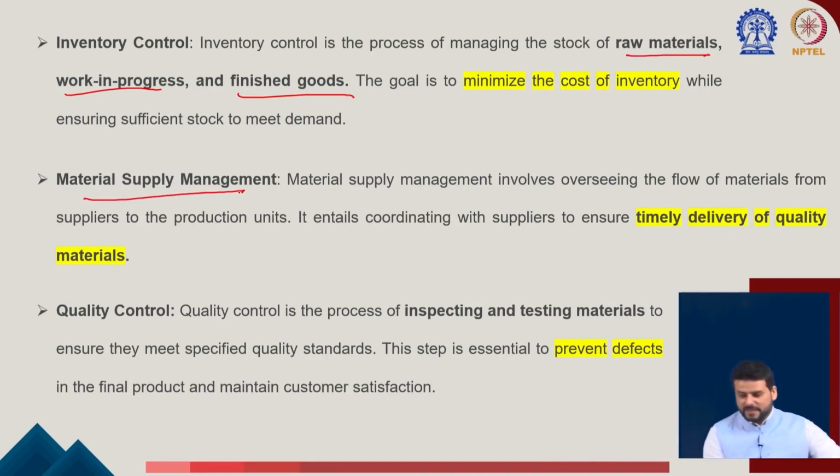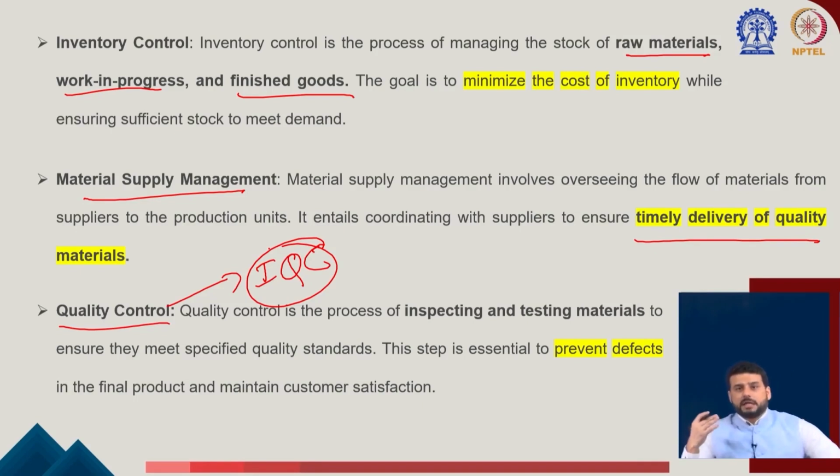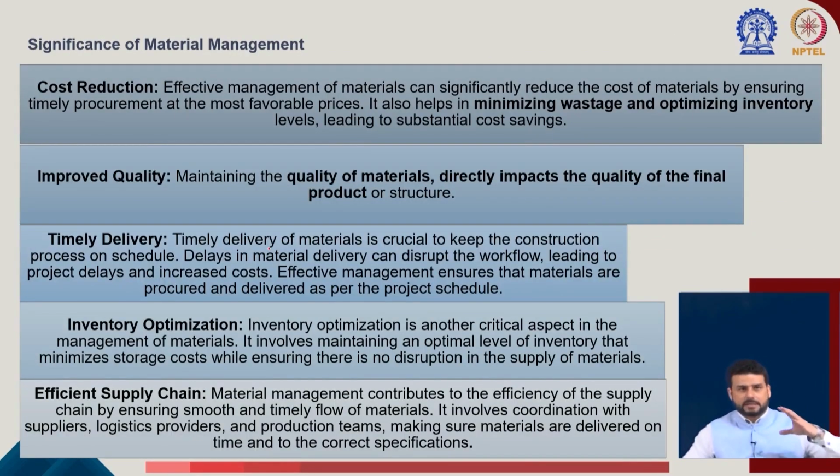Material supply management, timely delivery of the quality material, that is the main motto of the material management department, and quality control. So the major function here is incoming quality control. The department which is ensuring the raw material quality, incoming quality control, has to ensure that whatever raw material is coming to the department should be defect free.